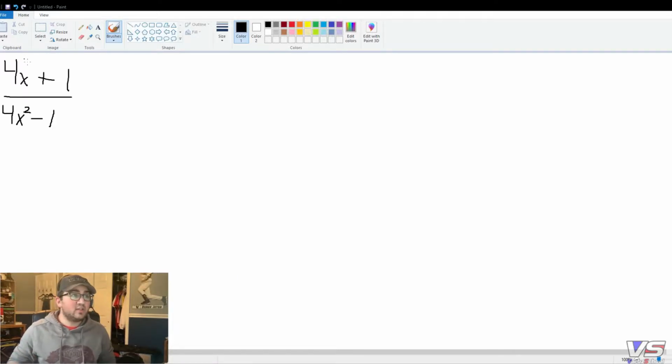Alright, now today we're going to be looking at least two examples. So, starting off, I'm going to head over to MS Paint. We're going to start off with this equation right here. We got 4x plus 1 over 4x squared minus 1.